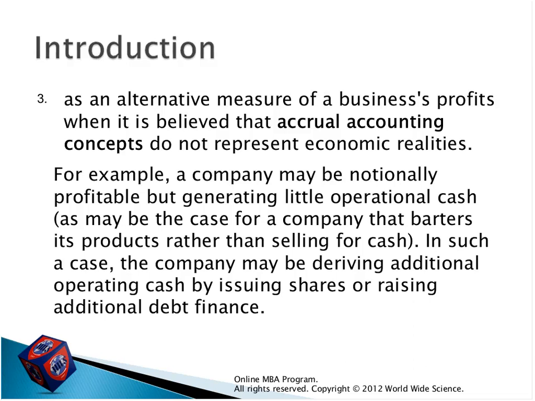This is very important because this statement shows the company's real profitability and its liquidity. And why? Because, for example, a company may be nominally profitable but generate little operating cash, as may be the case for a company that barters its products rather than selling them for cash. This is a company which is not selling products for cash; they barter, exchanging for another kind of products. For this kind of company, liquidity is very low because they do not have enough cash on hand or in their accounts.